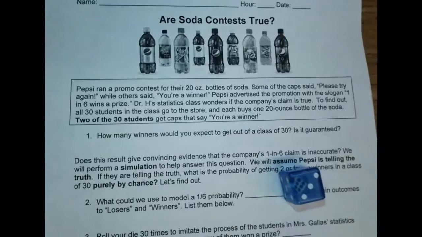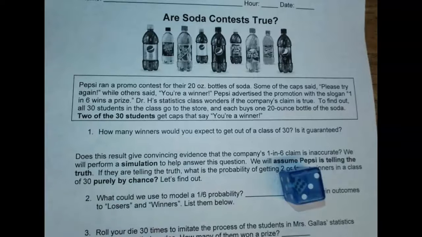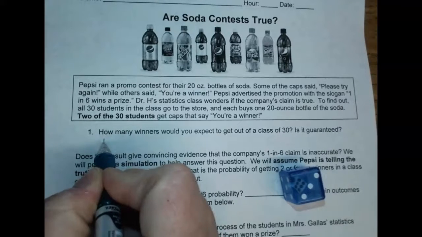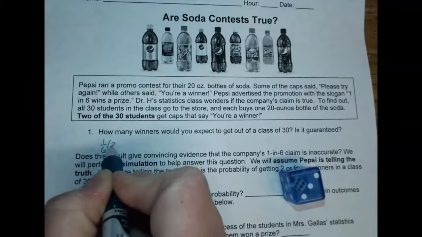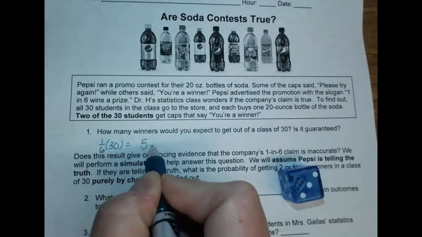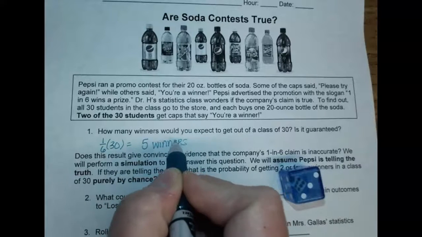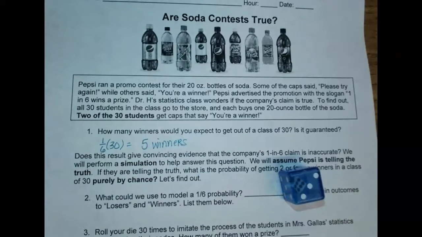So if there are 30 students in the class, how many of them would you expect to win a prize? If the probability of winning is 1 in 6, then 1 out of 6 out of the 30, we would expect there to be 5 winners. So we didn't have 5 winners, which makes us curious. Is this a fair contest?